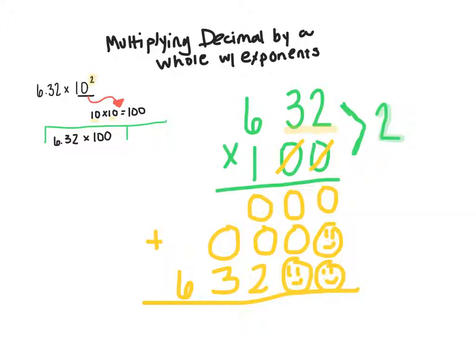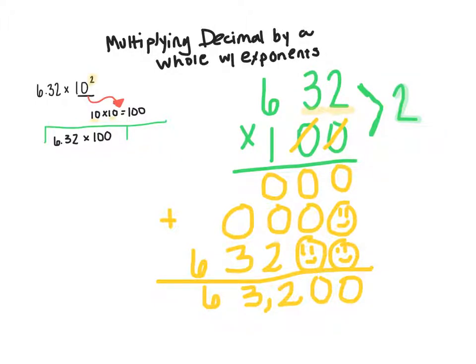Start with the 1: 0 plus 0 plus 0 is 0. 0 plus 0 plus 0. Next is 0 plus 0 plus 2. 0 plus 3 is 3. And of course 6. So I have here 63,200.